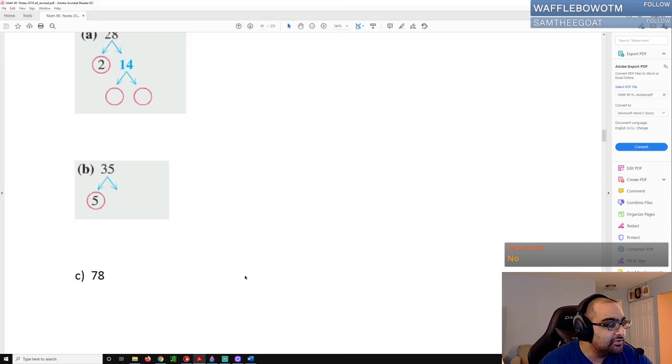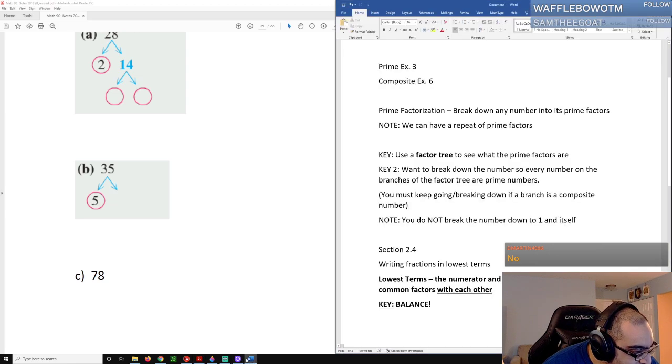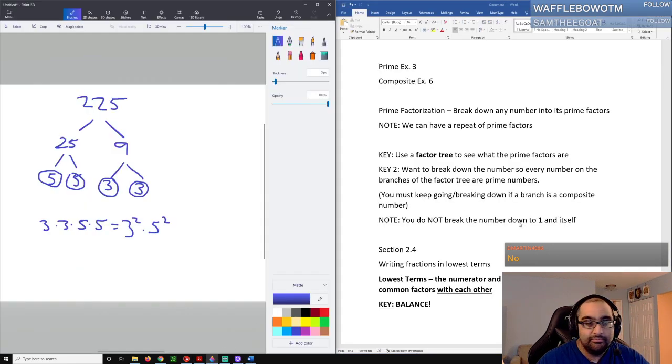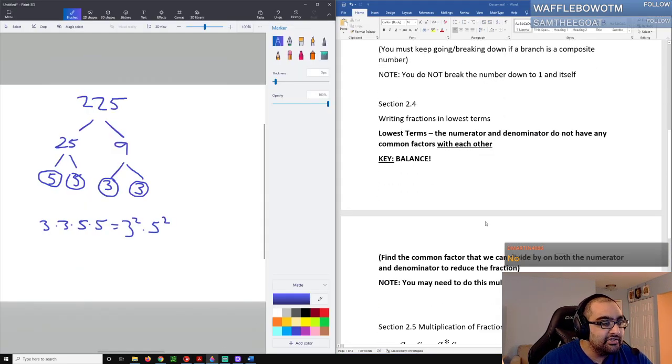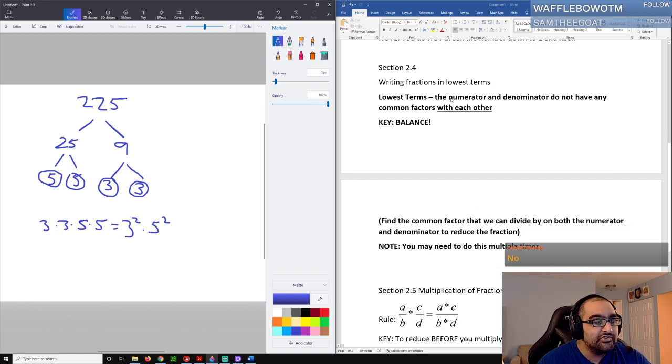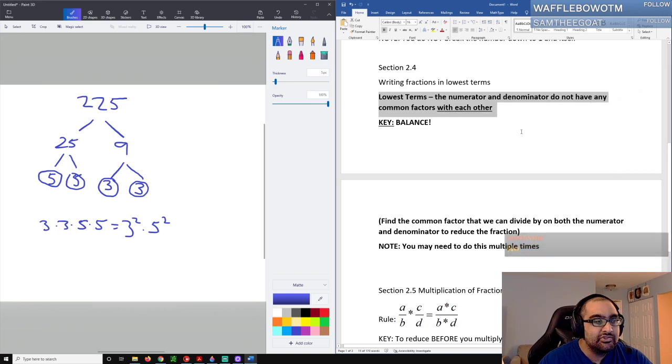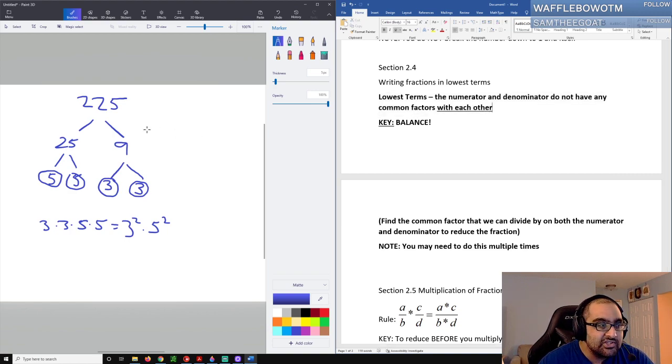The next section is talking about writing fractions in lowest terms. The first thing I put here is, what does lowest terms mean? Lowest terms is when the numerator and denominator do not have any common factors with each other. Now this is really important here. What do I mean exactly by that?